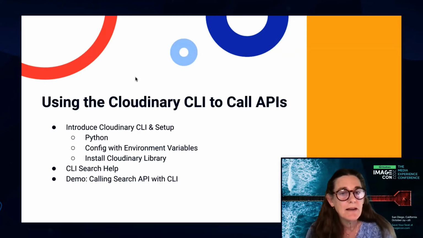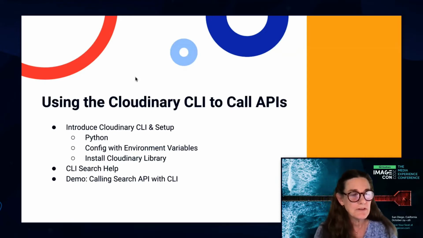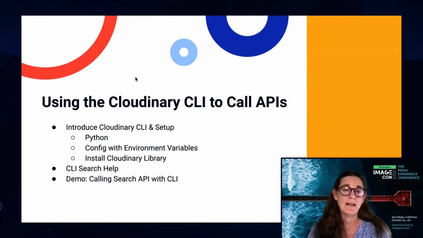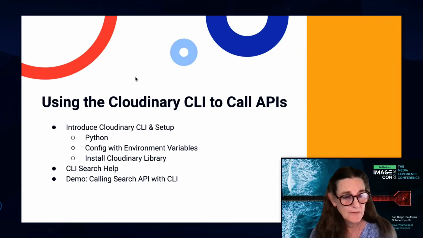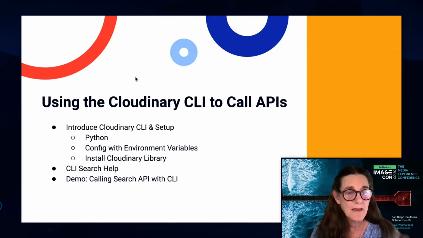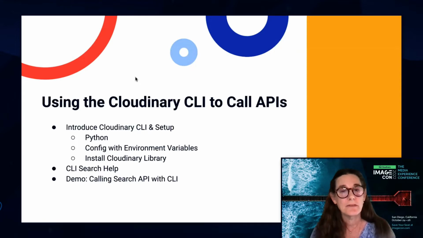And so we'll start by looking at the Cloudinary CLI, and we'll look quickly at how you set that up. It's relatively easy, especially if you have Python installed, but even if you don't, just installing Python if you're on a Mac with Brew or downloading it is pretty easy. And I'll tell you, many of our tech support people love using the CLI. It's just really quick, has a lot of neat little features. So we're going to just take a look at how to get that going and how to make sure it's set up. And then looking at its help feature, which is really great. And then we will do a demo calling some of the search API with the CLI.